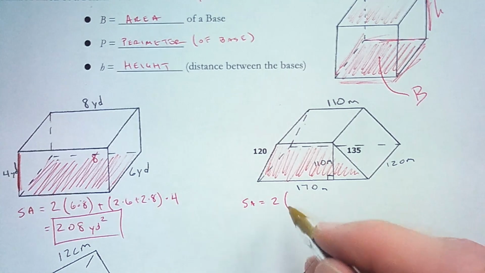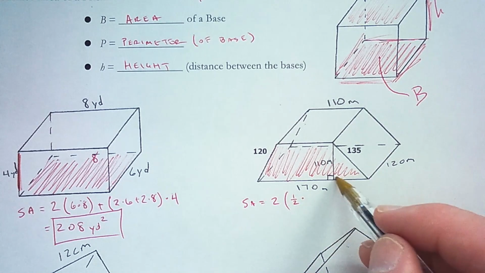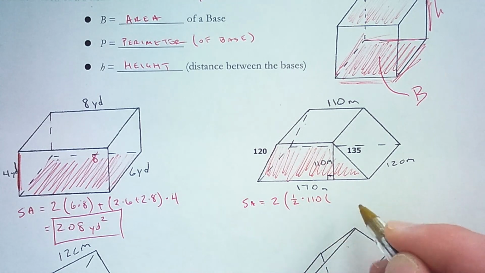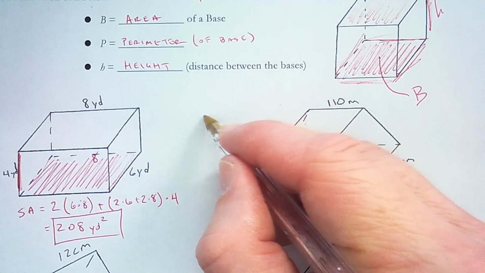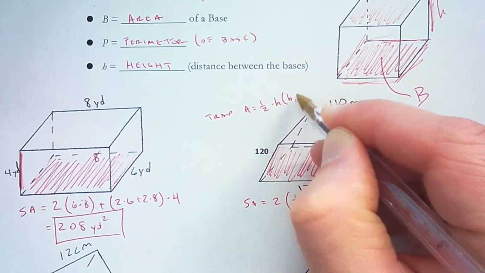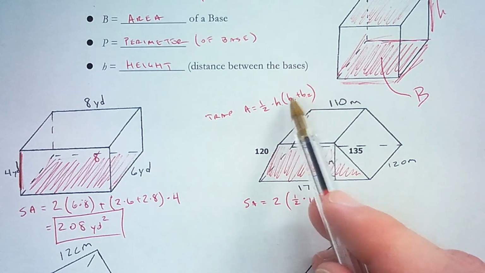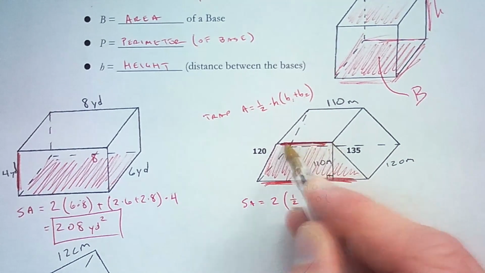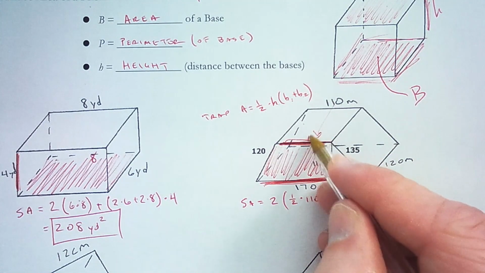Now the area of a trapezoid is found by doing 1/2 times the height. The height of the trapezoid is from top to bottom of the trapezoid. That is 110. Times the sum of the bases of the trapezoid. So let me write the formula here for a trapezoid. The area is 1/2 times the height times base 1 plus base 2. Those are lowercase bases, so those are lengths of a base. So here's a base of the trapezoid, and here is a base of the trapezoid. And those lengths are 170 plus 110.